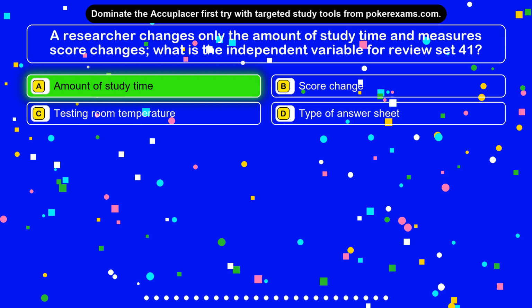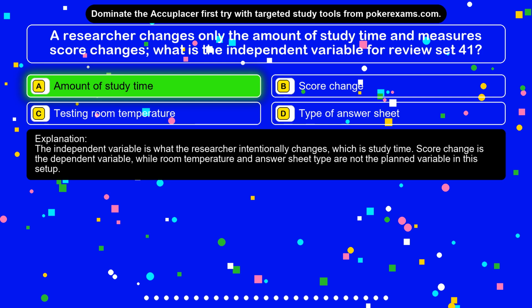The correct answer is option A, amount of study time. The independent variable is what the researcher intentionally changes, which is study time. Score change is the dependent variable, while room temperature and answer sheet type are not the planned variable in this setup.